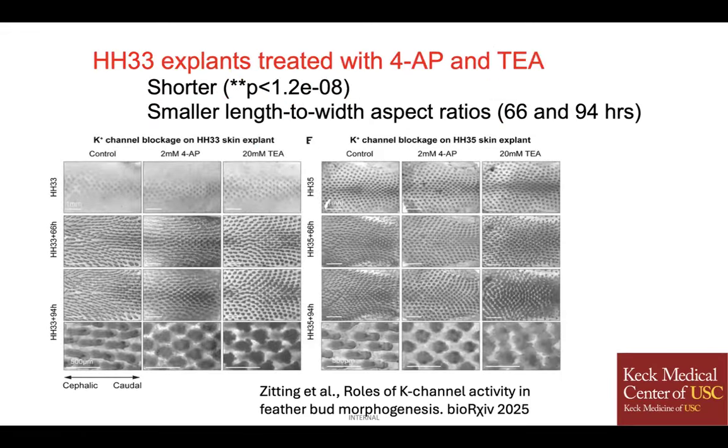If we apply the same blockers to a later stage, HH33, the buds don't elongate. You can see in the control case, this is HH33 at time 0, after 6 hours, and after 94 hours, the feather buds elongate. But with potassium channel blockers, they don't elongate. Furthermore, they start to get these weird bumps on the sides of the feather buds.